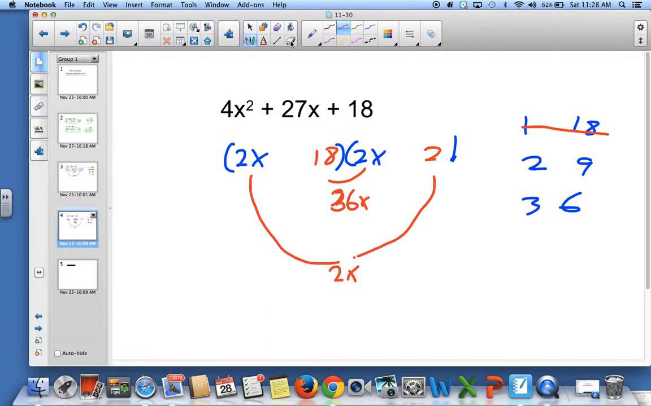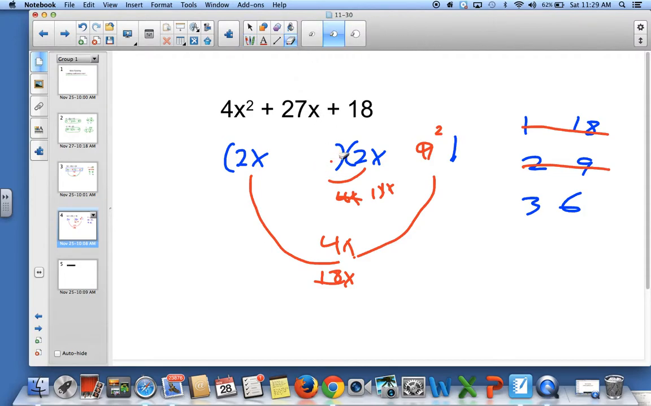Now we're going to go to the next one. When we try 2 and 9, this gives me 18x and 4x, which makes 22x, not 27x. 2 and 9 doesn't work. If I switch this to be a 9 and a 2, it basically becomes 4x down here and 18x here. Either way, it doesn't work because it's not going to be 27. So that's out. 2 and 9 are out.